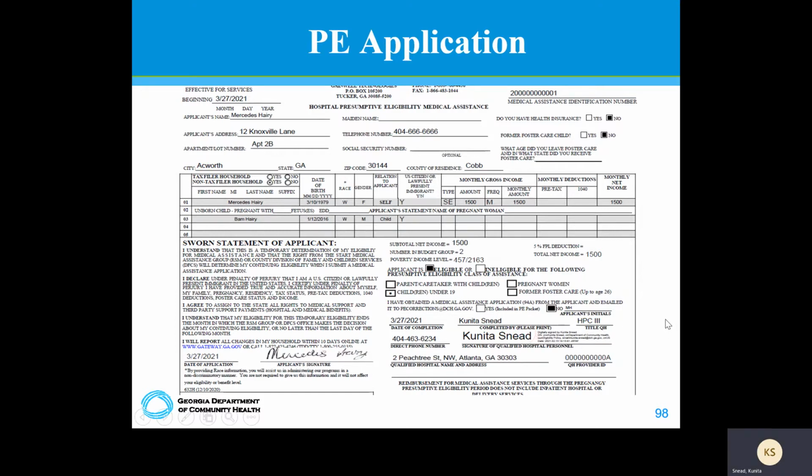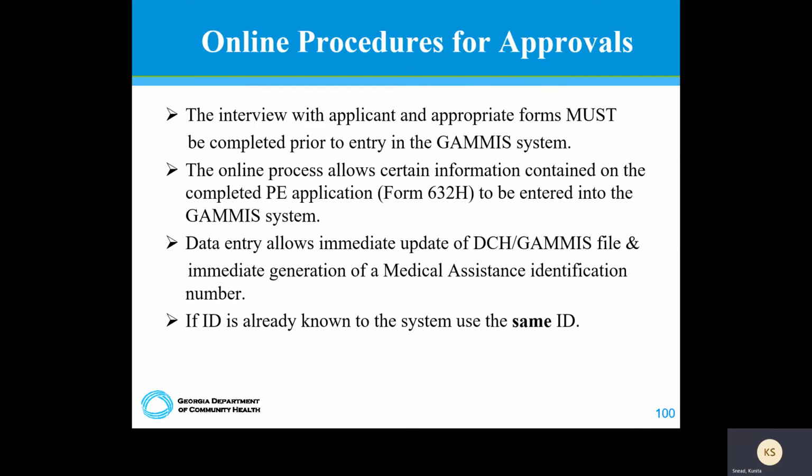So those are the 3 examples that I've given you that you can refer back to, to make sure that you are completing your applications correctly, because like I said, that will be part of your performance standards or part of the audit process. So once you have done your forms and once you've made a determination on the 632H that individuals have been approved, then you're ready to enter that information on the GAMIS web portal.